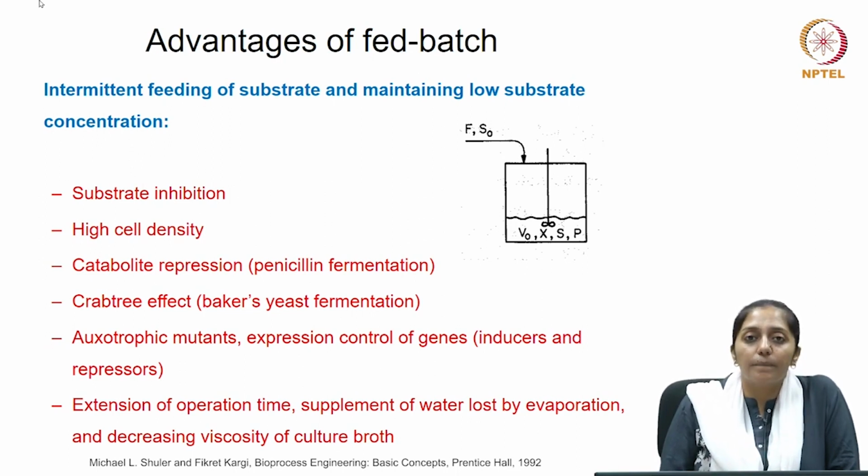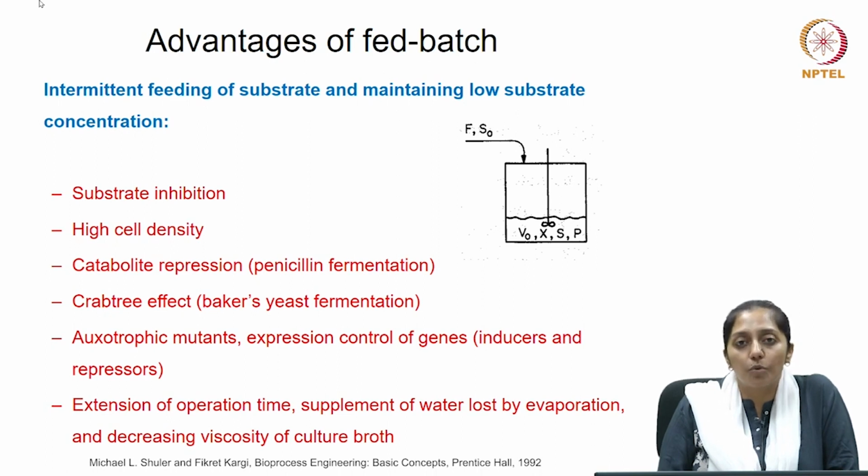Then high cell density. The limitation of a batch process is that it cannot go beyond that cell mass concentration once the substrate has completely depleted, which means it has entered the stationary phase, because now there is no more substrate to be consumed and the biomass to increase. But in a fed batch process, the cells are not allowed to reach the stationary phase, and thereby you keep increasing the final biomass concentration and the cell density.